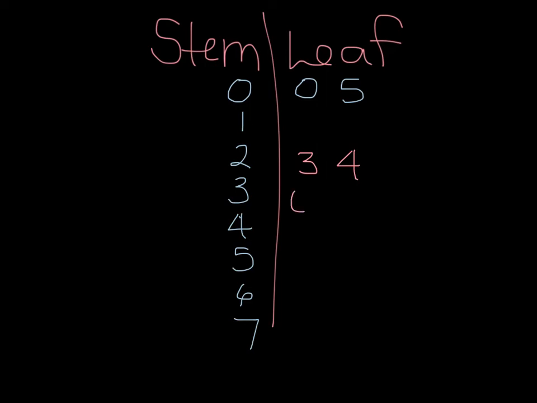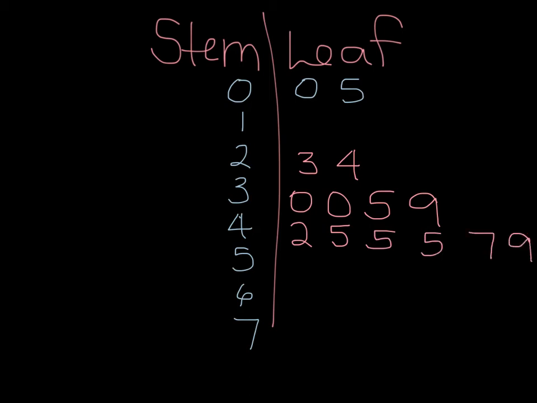Then we had a 30, another 30, a 35, and a 39. So the 3 is the tens digit, and the 0, the 5, and the 9 would be the ones digit. Then we had a 42, a 45, another 45, another 45, a 47, and a 49. We had a 51, a 55, a 56, a 58. We did not have any 60s, and we had a 75 and a 75.